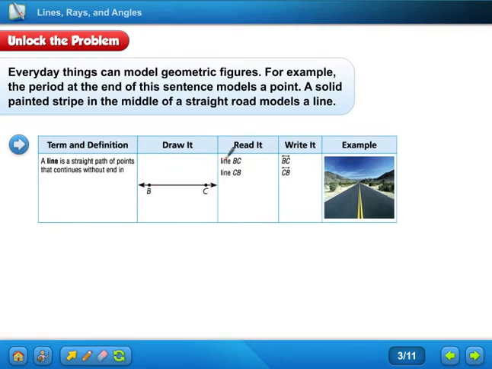And you can read this one as line BC or line CB because it doesn't really matter. It never stops. So you can read this one either way. And over here, how you would write it is you would put the arrows on both sides, right here and right here, an arrow. And you would write BC or CB. You can do that one either way.